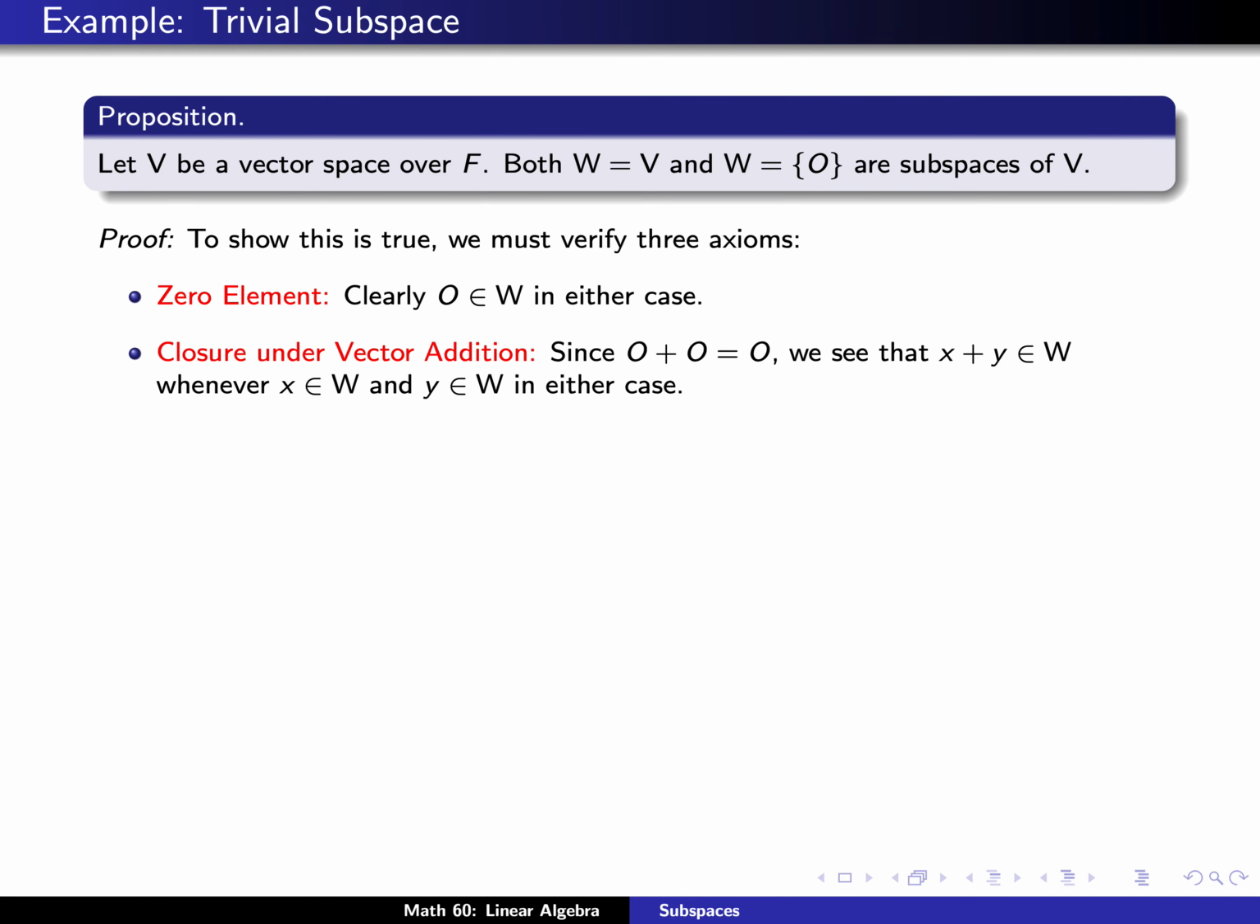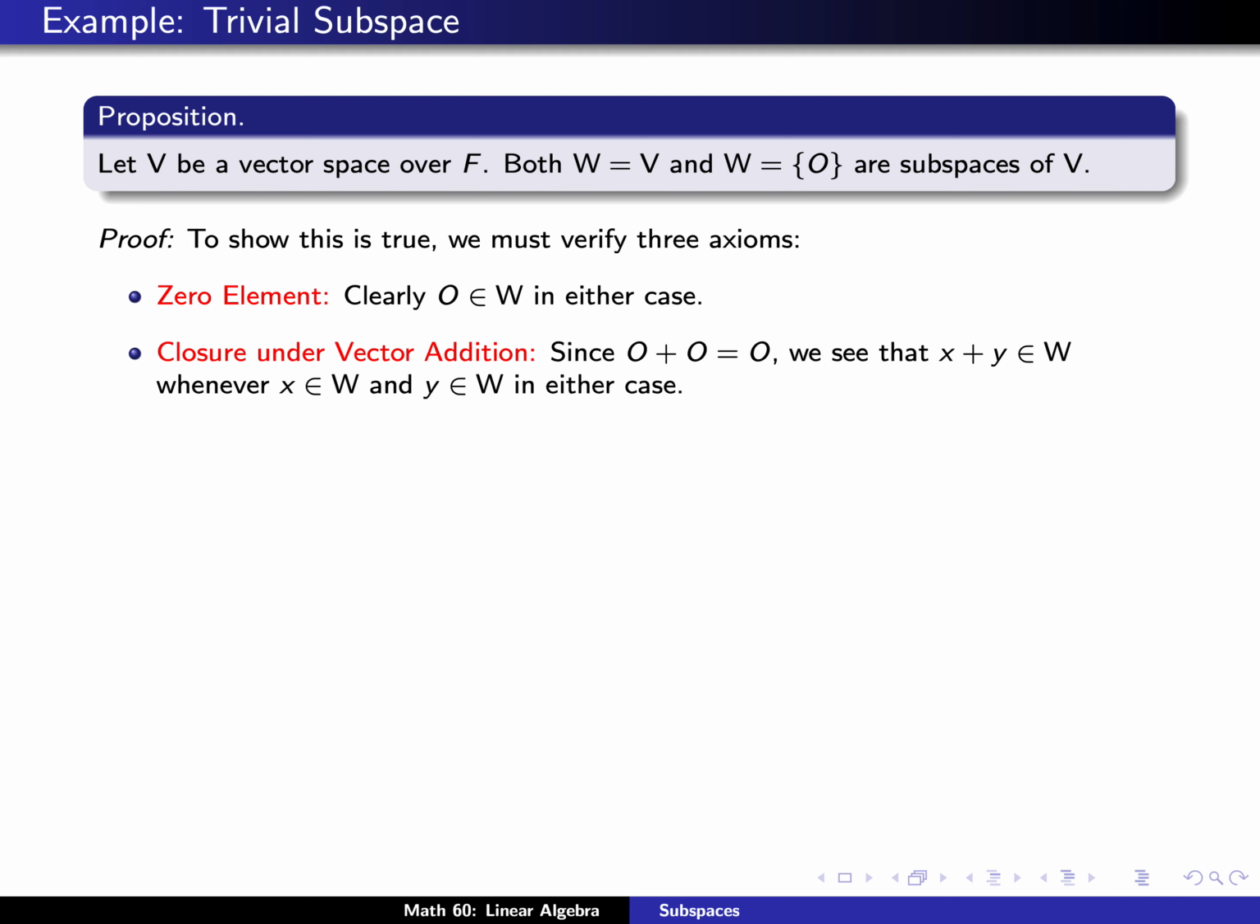Next, we have to check that we have closure under vector addition. Well, if W were equal to all of V, then we know, by the definition of vector addition, that given any two vectors x and y in V, their sum is in V. Therefore, if x and y were in W, then the sum will be in W.